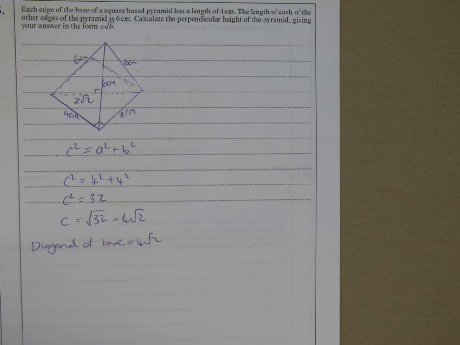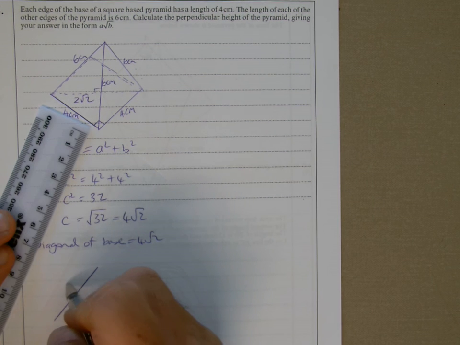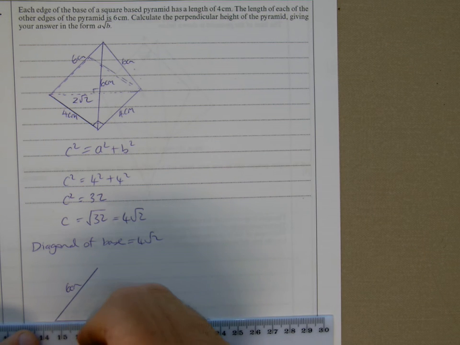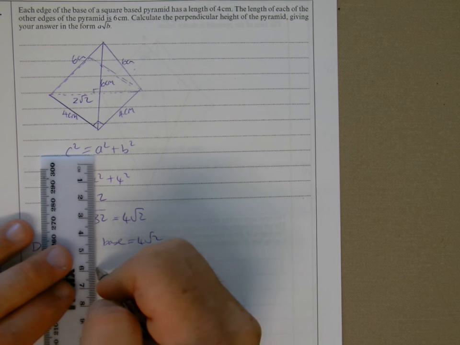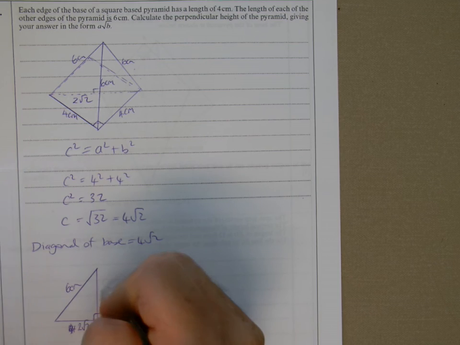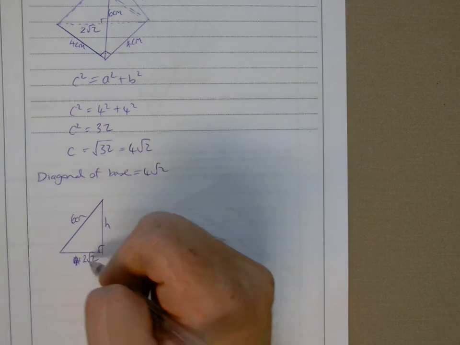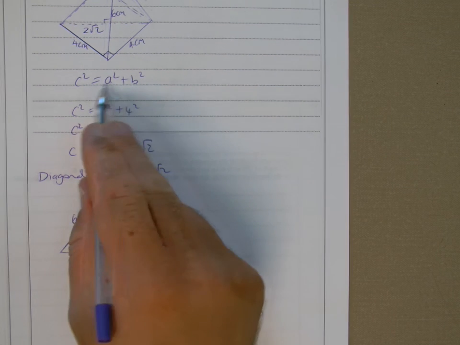And then if we looked at it from sideways on, we'd see this slant height here of 6 centimeters. We'd see then our half of diagonal, which is 4 root 2, or 2 root 2 rather. This is half the diagonal. And then we need this perpendicular height. So we can call this h if you want. So using Pythagoras again, we'd have this squared plus this squared equal to that squared. So we're using that formula again.